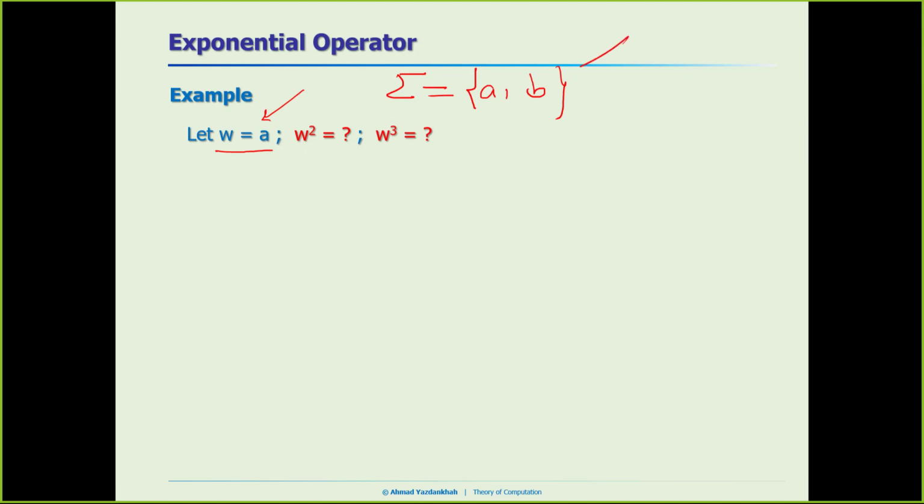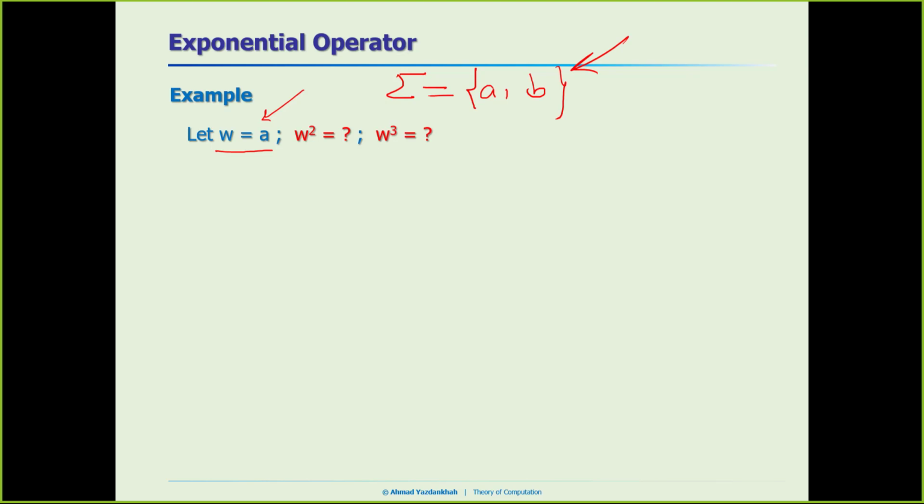Okay, so here are some simple examples. If W is just A, let's say our sigma is A comma B. It could be something else. It could be even just A, but let's say the alphabet is A and B.